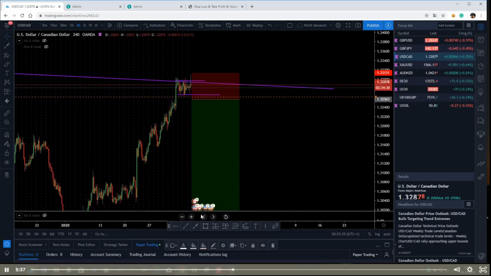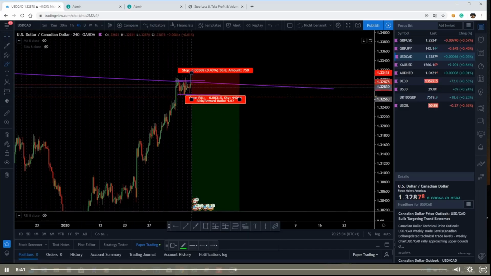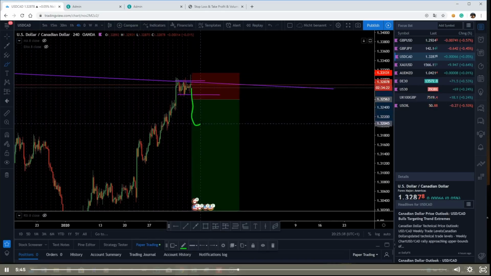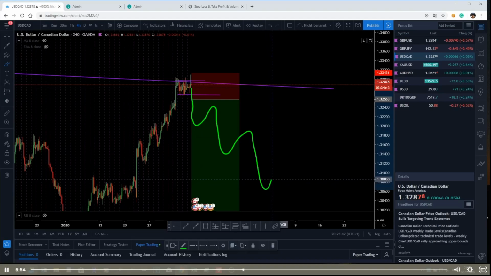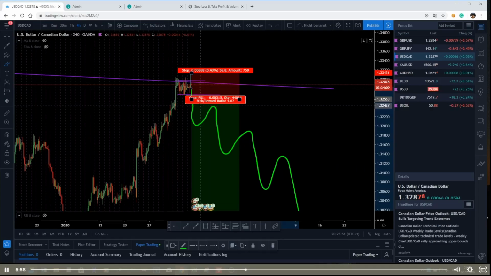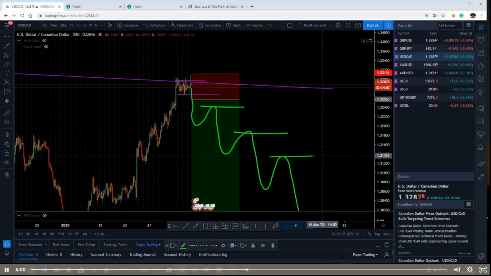The market is moving in waves, so it will move down, then it will come back up. You can sell again. It's going down, coming back up. You can sell again. You can scale in. You can pyramid this position and get in multiple times.